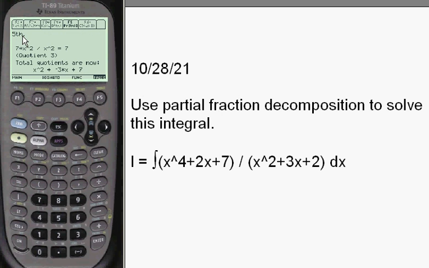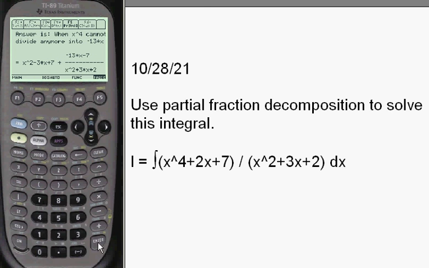Fifth, 7x squared divided by x squared is equal to 7. So that's quotient number 3. Total quotients are now x squared minus 3x plus 7. Multiply the quotient number 3 by the divisor and subtract. Here we did this again. Same system. We come up with 13x minus 7. Minus 13x.